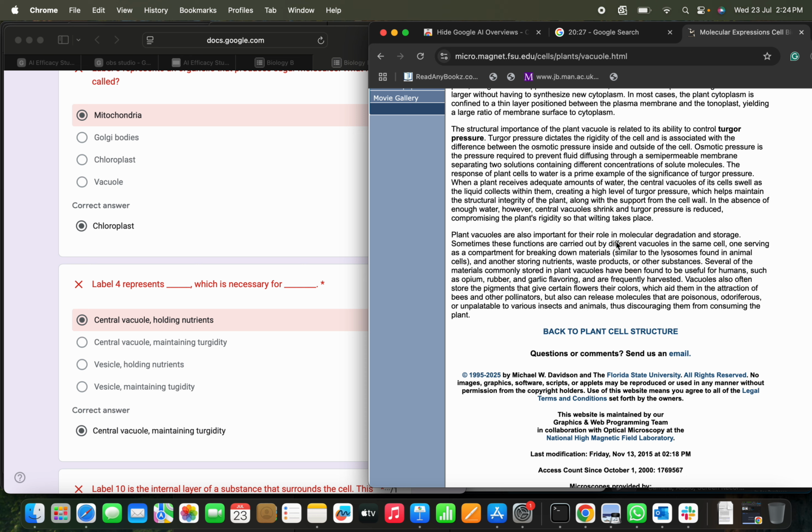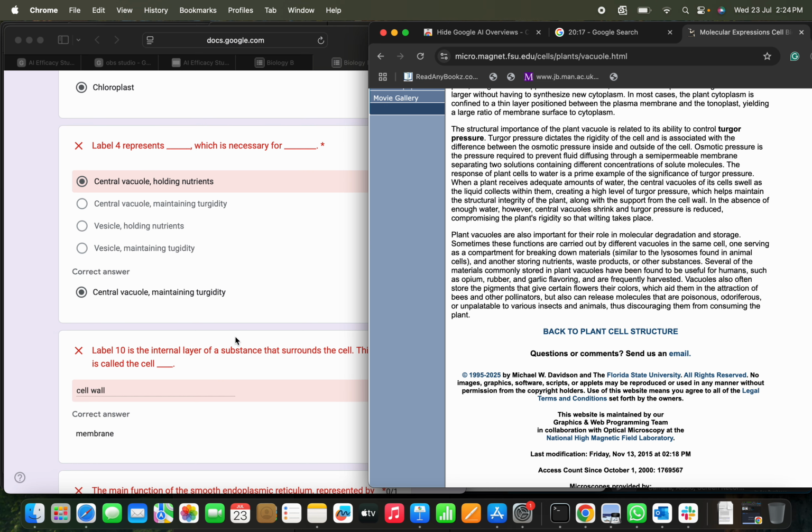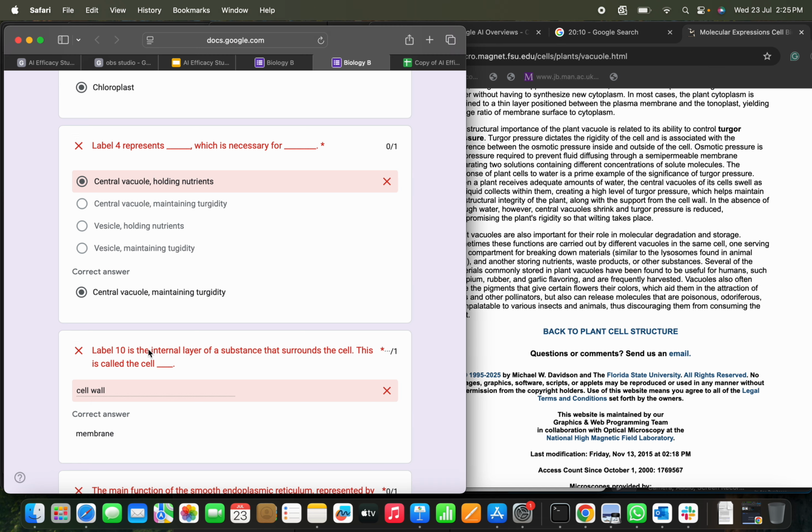The plant vacuoles are also important for their role in molecular degradation and storage. So this bigger part, in short, is the vacuole, and out of the two options, this maintaining turgidity or the structural property is important. Label 10 is the internal layer of a substance. So the cell wall is, I think, the outer part. So the internal layer, I'll just go with this, called cell wall. Alright.